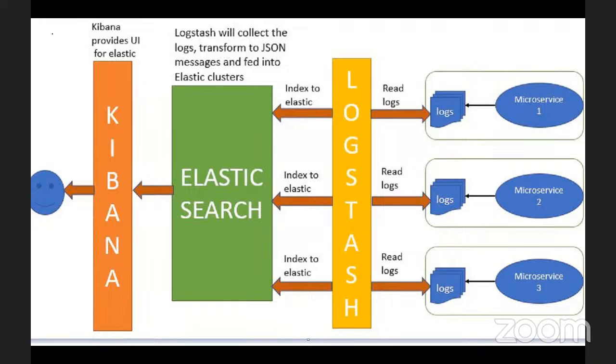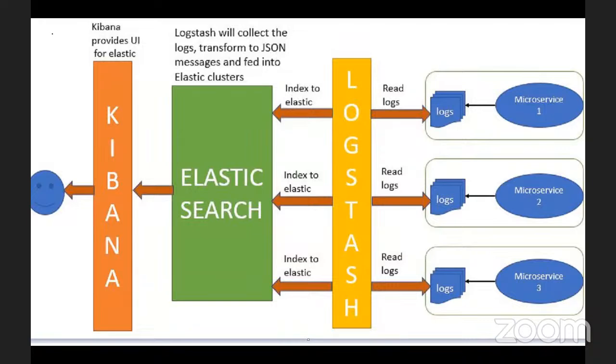Microservice 1 gives some log files. Microservice 2 gives some log files. Microservice 3 is giving some log files. Assuming that microservice 1 is in computer 1 or VM 1, microservice 2 may be on the same computer or on a different computer, and it is writing the log to a different location. Microservice 3 is writing a log to a different location, it may be the same, okay? Now the logs are all separated. Everyone has a separate location.